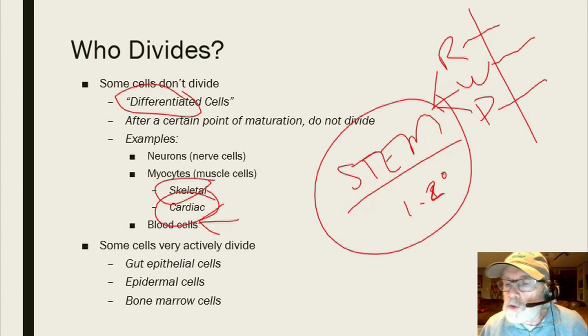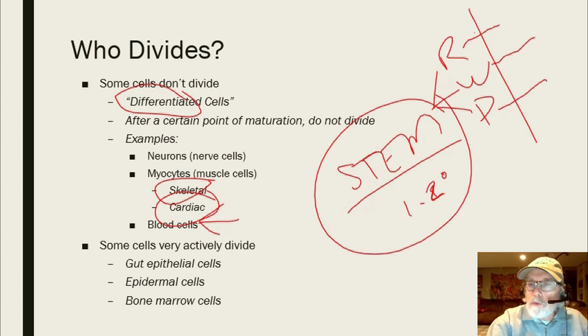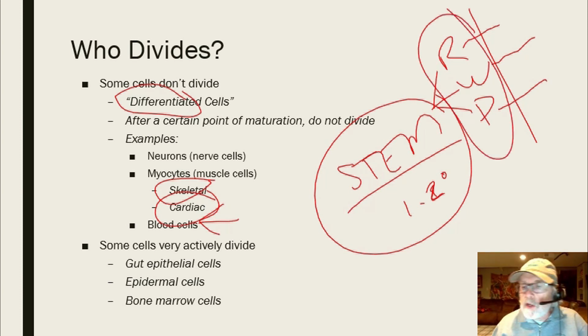But once I get to a certain point in that division where it's either become a red cell, white cell, or platelet, guess what? It stops dividing. Okay, so some cells don't really divide. What you have is what you got, and that's it. Utilize it the best way you can.